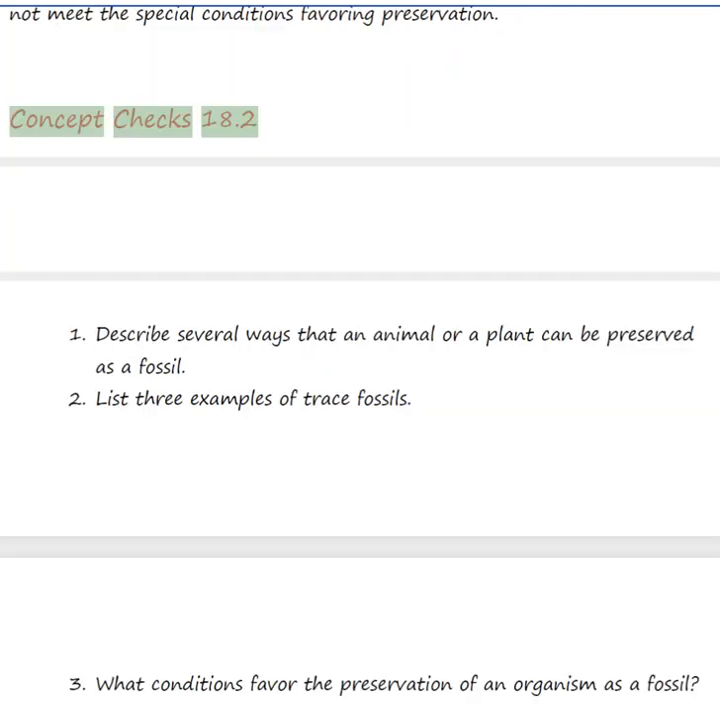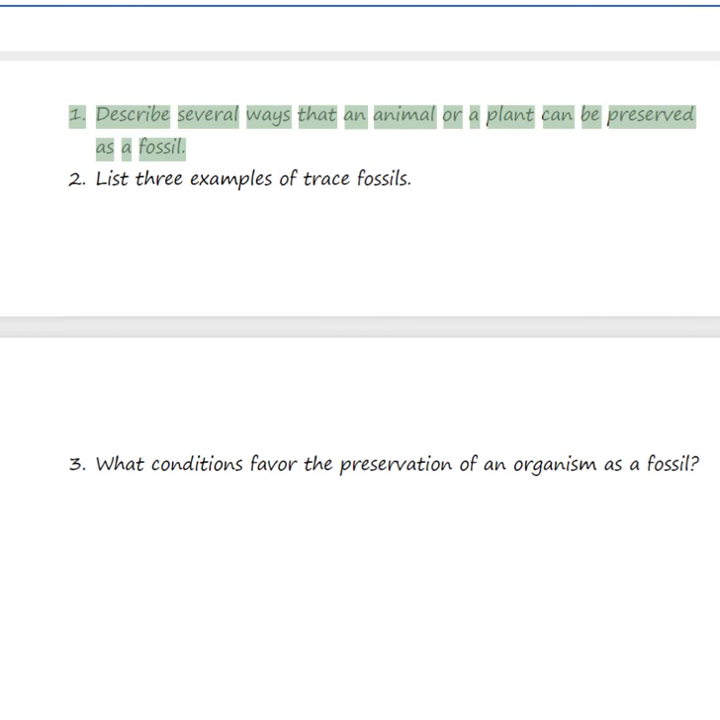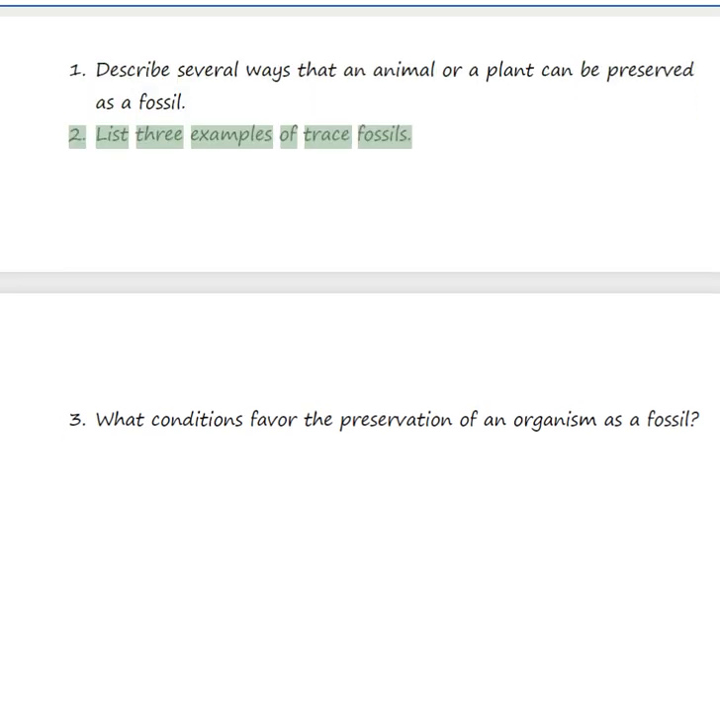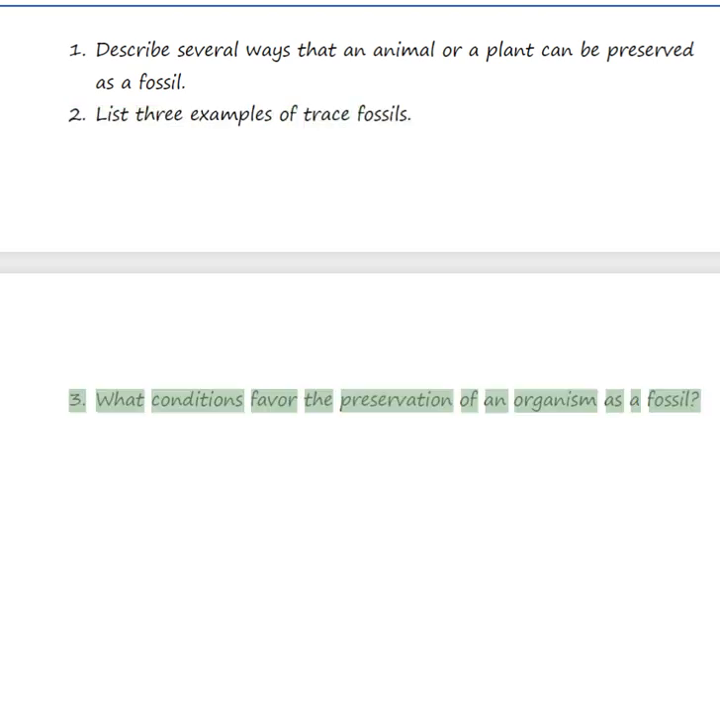Concept checks 18.2. 1. Describe several ways that an animal or a plant can be preserved as a fossil. 2. List 3 examples of trace fossils. 3. What conditions favor the preservation of an organism as a fossil?